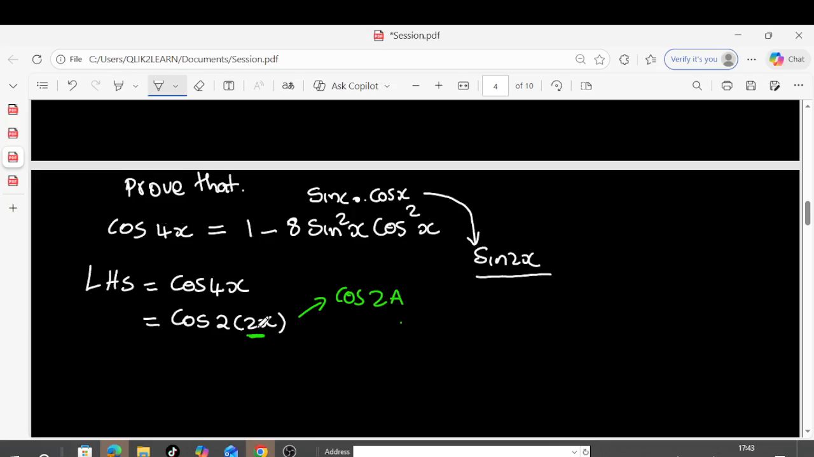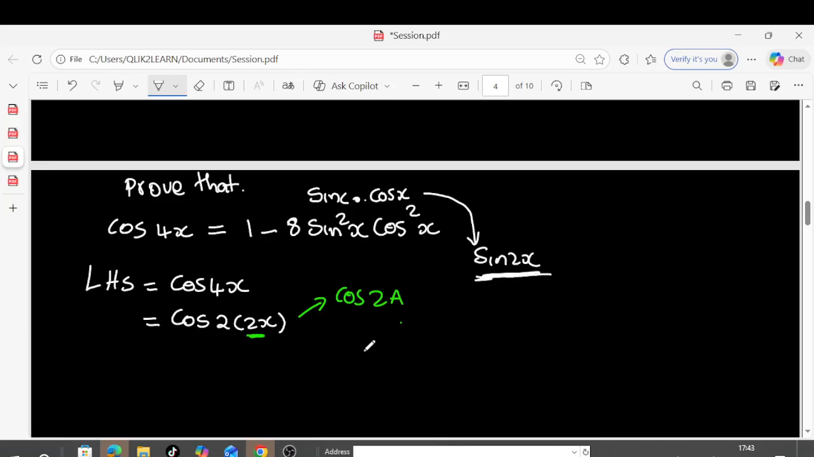So we're going to choose the identity that will bring us the sine 2x. This tells you that we need the identity that has only sine x in it. Maybe a compound one would work, but this question deals with double angles.